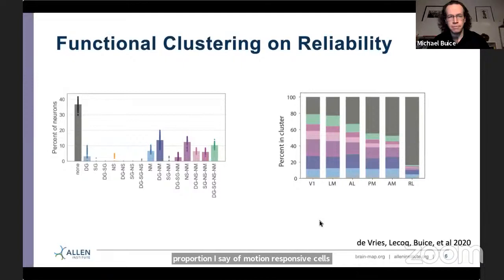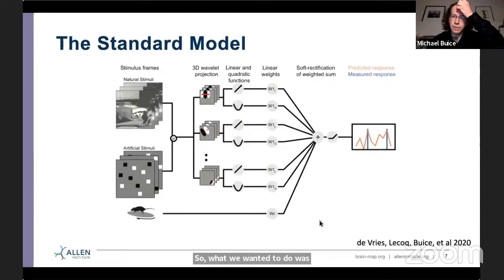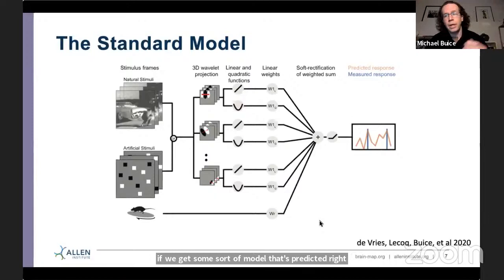So what we wanted to do was see if we could get some sort of model that's predictive. This is just saying something about which stimuli the neurons responded to, but stepping back a bit, we want to be able to say, if I have a neuron and I'm going to show it this stimulus, can I do something to predict the response? And the place we wanted to start was thinking about what we've been calling the standard model, which is the standard idea in visual physiology that you have simple responses and complex responses.